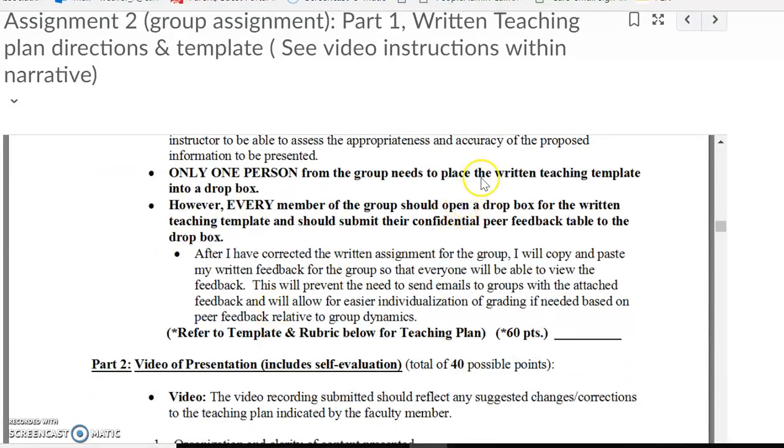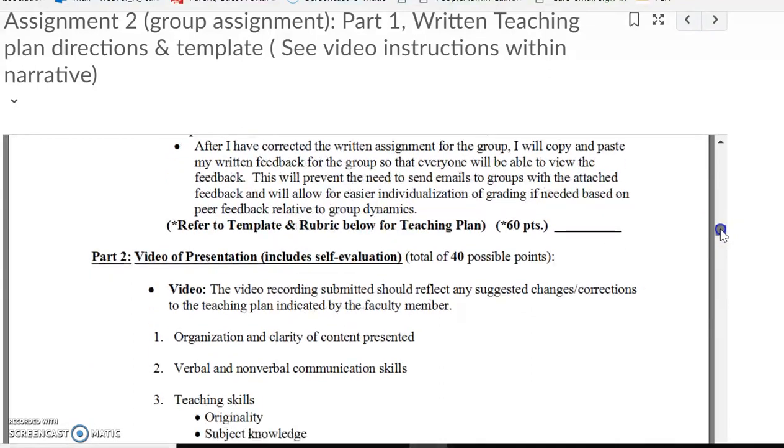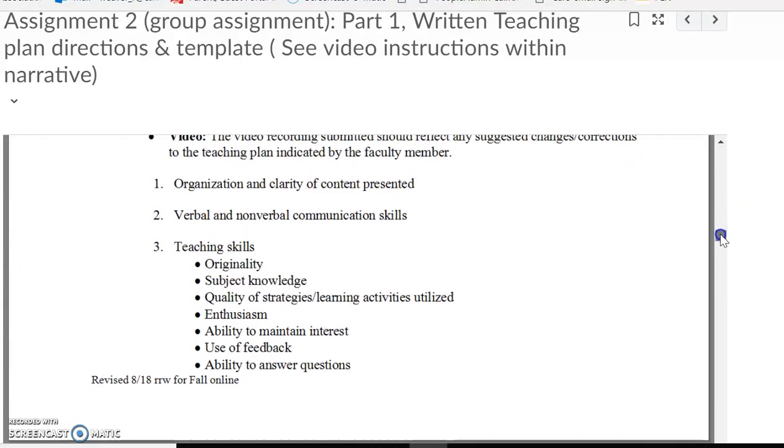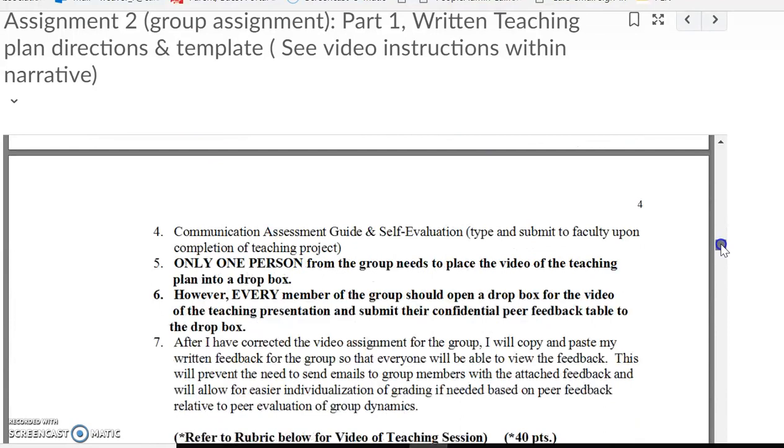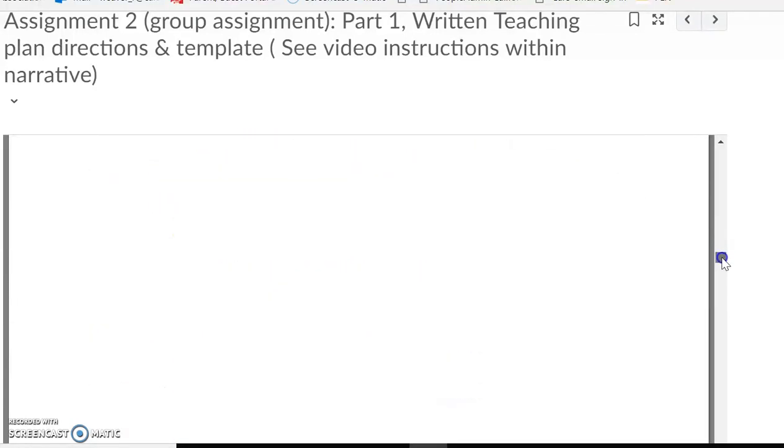And then once I correct the written teaching plan, you'll see in the Dropbox I can attach to everybody's Dropbox the feedback on the written teaching plan, even if you weren't the one that put the written teaching plan in the Dropbox. So I won't go over this video part because we're going to do that when I go to that. All right.